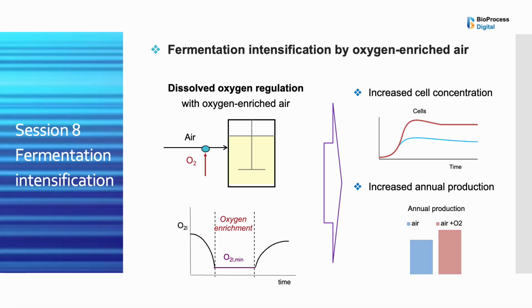In the final session 8 of the course, you will intensify the glutamate production of the fermentor by using oxygen-enriched air. To overcome the oxygen transfer limitations in the fermentor, you will implement a dissolved oxygen control system. Using the fermentation simulator, you will evaluate the potential increase in cell concentration and annual glutamate production, resulting from this additional oxygen regulation.